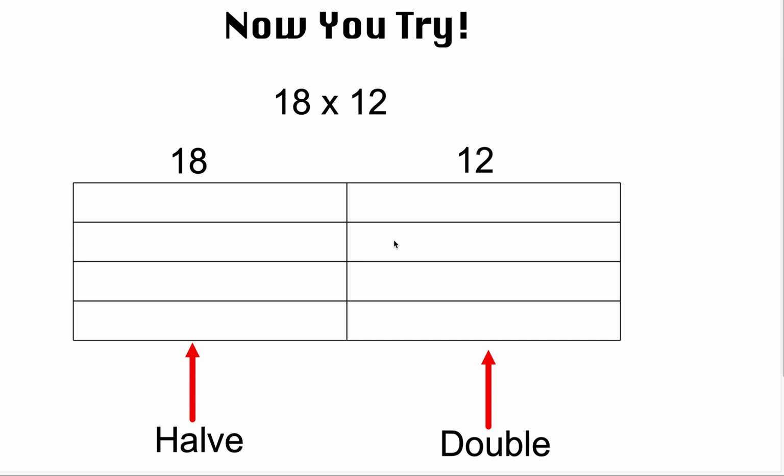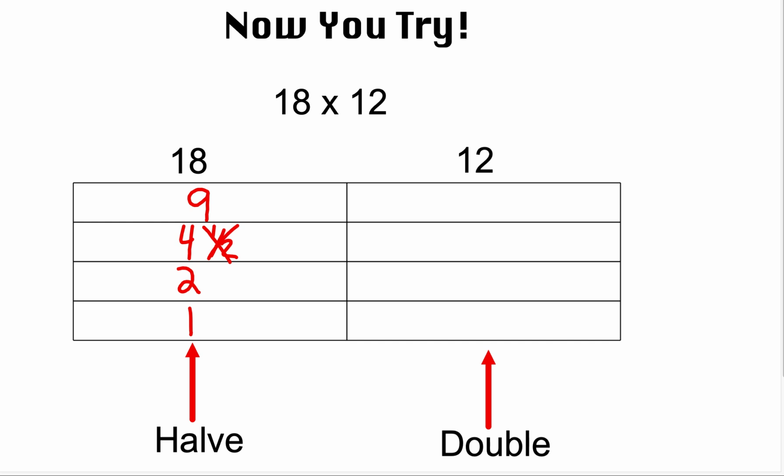If you had 18 times 12, you would have the left side, so half of 18 is 9. Half of 9 is 4.5. But remember, for the Victorians, we don't care about the halves. Half of 4 is 2, and half of 2 is 1. And on the right side, you would just double things.